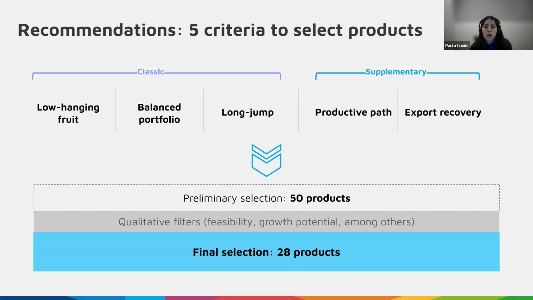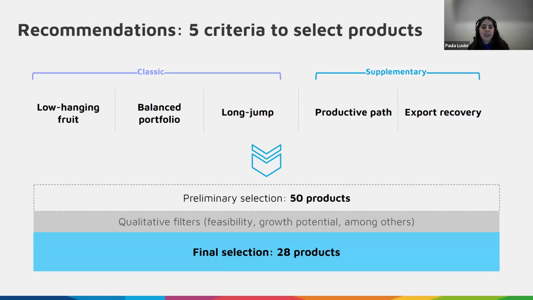And we chose also 2 supplementary criteria. The first is the productive path. There were some products that, for example, didn't have a revealed comparative advantage, but were really close to getting one. So we think those products are interesting. Those are in the productive path. And in the export recovery, we had all the products that in the previous decade had a revealed comparative advantage and lost it. With that, we had 5 criteria and we selected 50 products, 10 of each of the 5 criteria.